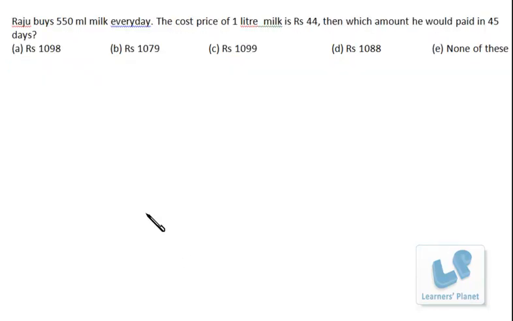Now, a problem absolutely based on calculation techniques. Raju buys 550 ml milk every day. The cost price of 1 liter of milk is 44. Then what amount would he pay in 45 days, right? Now, the quantity per day is 550 ml, that is 0.55 liter, right? And the cost price of 1 liter is 44. So the price will be this into 44, because we have converted it into liters, and then the total number of days is 45.